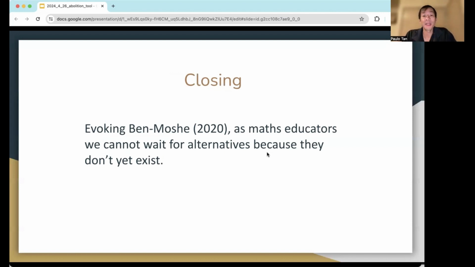One idea, and again, I'm going to close this presentation by evoking Liat Ben-Moshe again, because this idea of immediacy is super important. If we think about it, we know children right now are being harmed in education. They're being harmed in math education, and so in math education, we cannot wait for alternatives, because they do not exist, and because we need to stop the immediate harm that's happening right now.